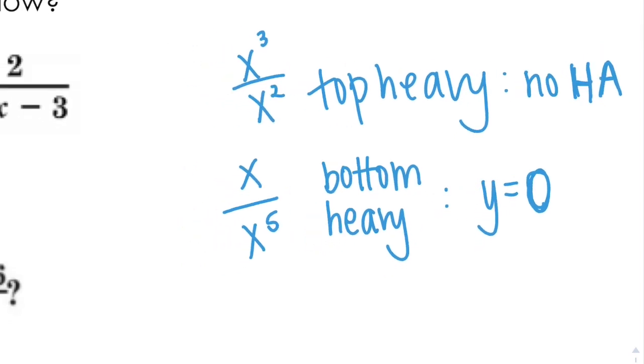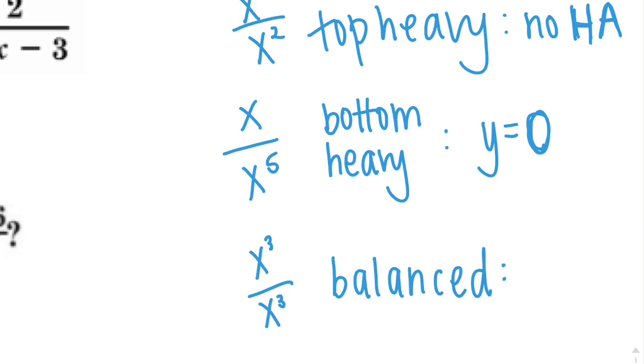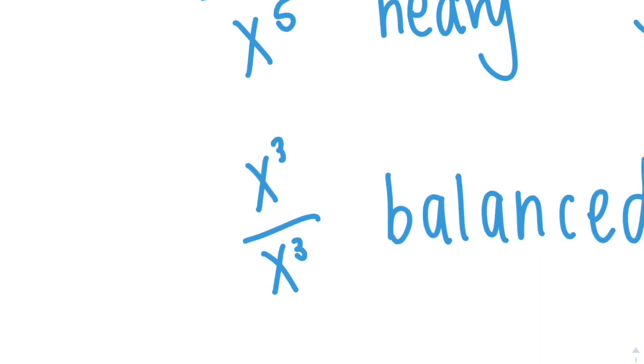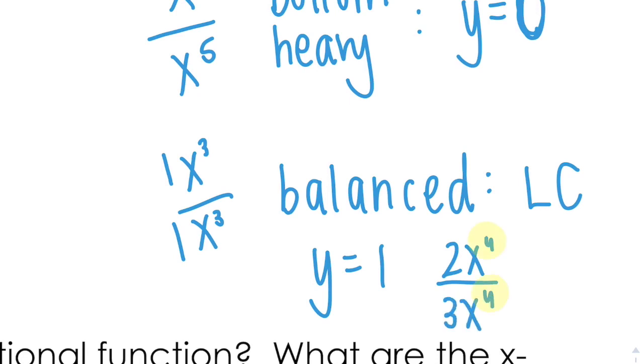Y equals 0. And if it's balanced, so if they're equal, balanced would be like x cubed over x cubed, or x squared over x squared. Balanced, it's just your leading coefficients. Here's what I mean by that. If I have x cubed over x cubed and I have a 1 over a 1, then my horizontal asymptote would be y equals 1. But if it were 2x to the 4th over 3x to the 4th, still balanced because of those 4's, my horizontal asymptote would be y equals 2 over 3.